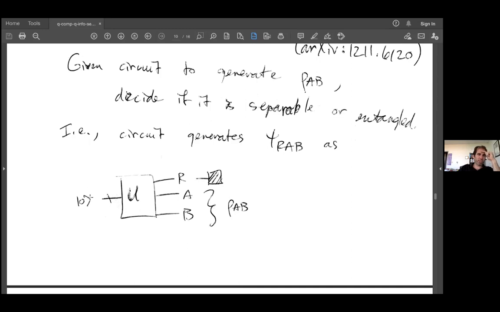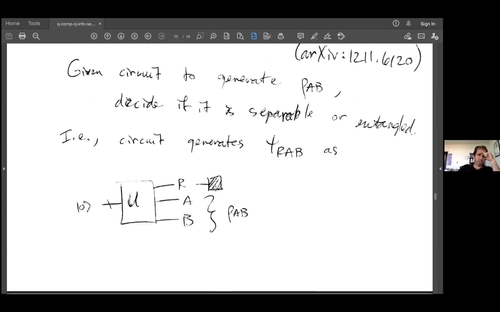You act on the all zero state with some unitary. It produces three systems. Reference has some number of qubits. Alice has some number of qubits. Same for Bob. And you trace out the reference, you get the rho AB. Okay. So now how are we going to decide if this state is separable or entangled? We can't use the swap test. It's not good enough. So we need something else. But we will use symmetry.